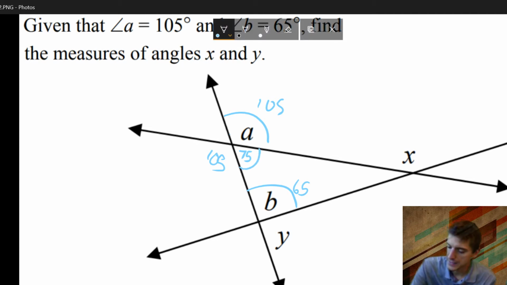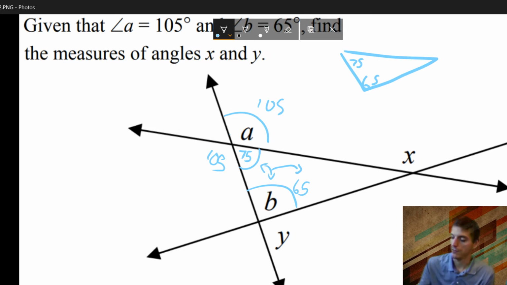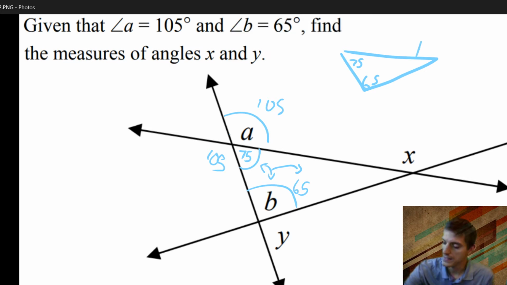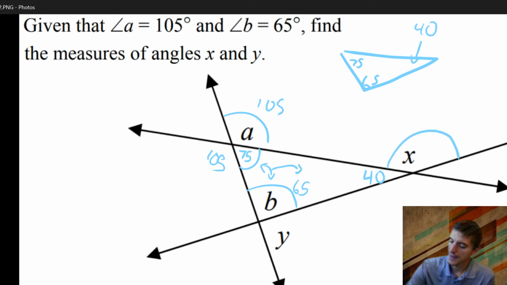That kind of helps me because I know that if this is 75 and this is 65, the last angle of my triangle has to make them add up to 180. So inside that triangle right here, I have a 75, a 65, for a total of 140, which means that this angle has to be 40 degrees. Well, guess what? That's exactly what that one is right there. Meaning that x then has to be 140 because it's a linear pair.